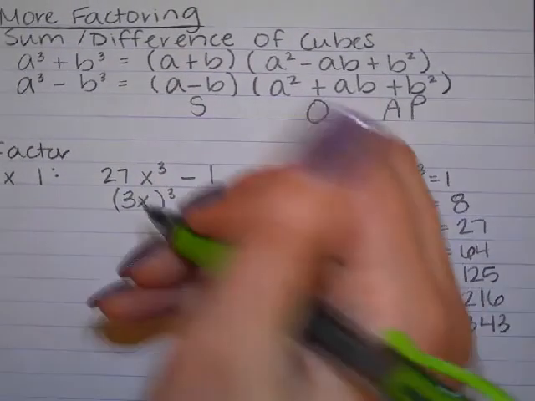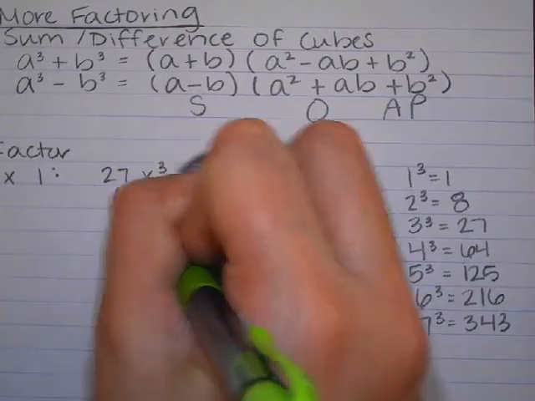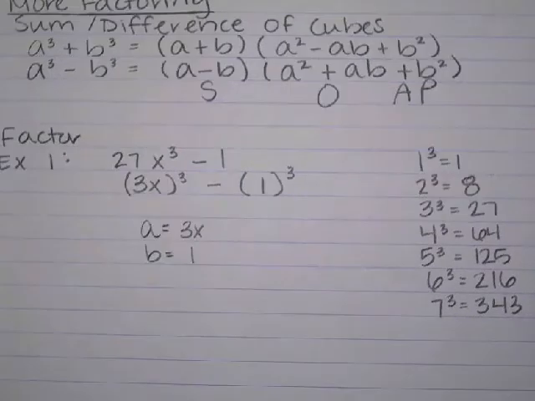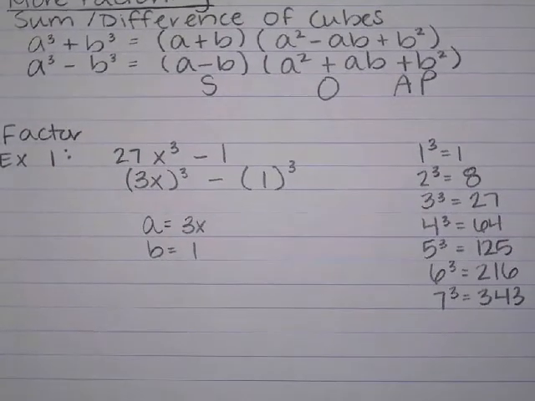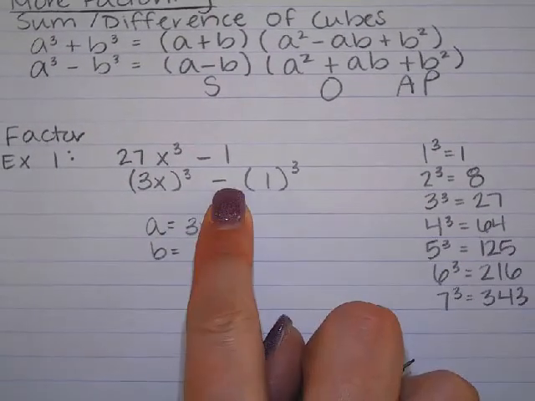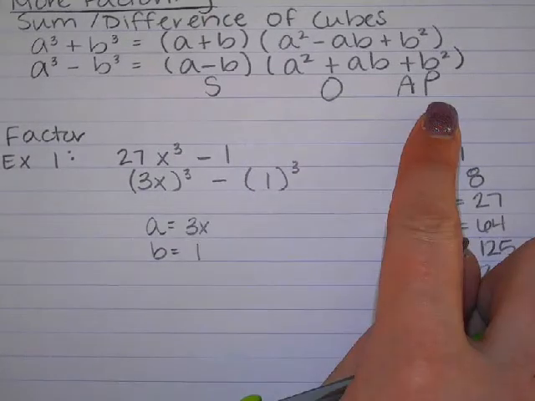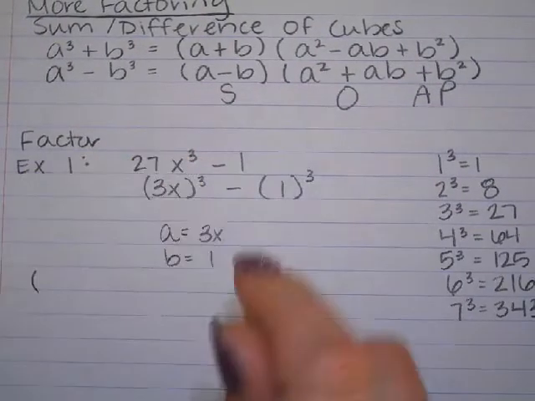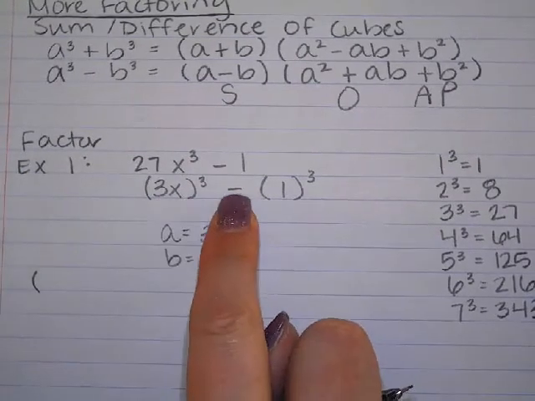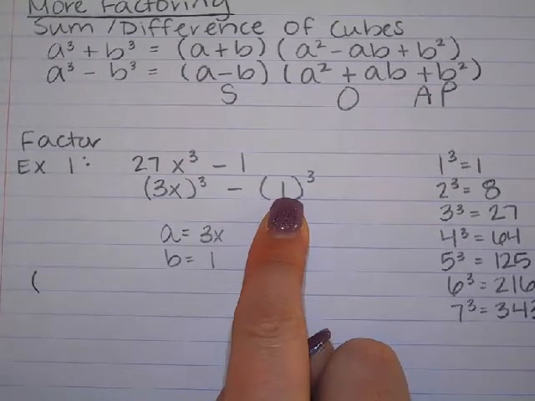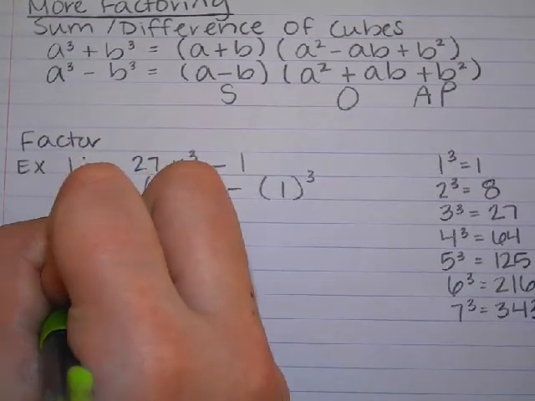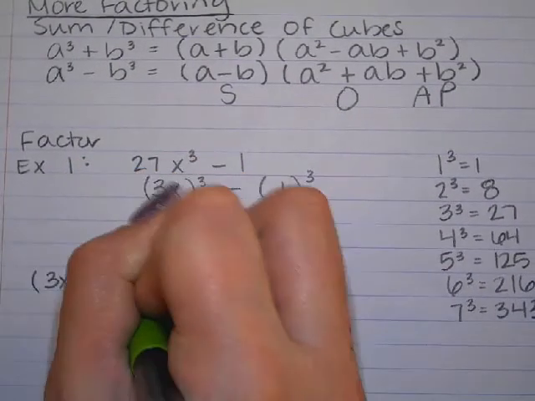Okay, so our A is 3x and our B is 1. Does that make sense? Okay, so it's a minus problem. We're going to remember SOAP. So we're going to start off with same sign. First term, same sign, second term. So 3x minus 1.